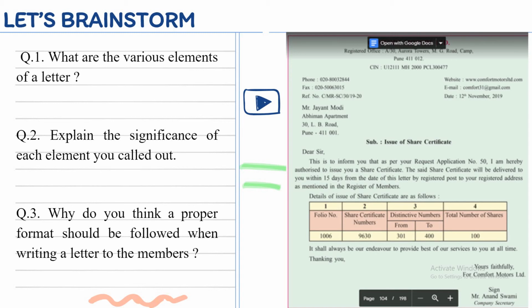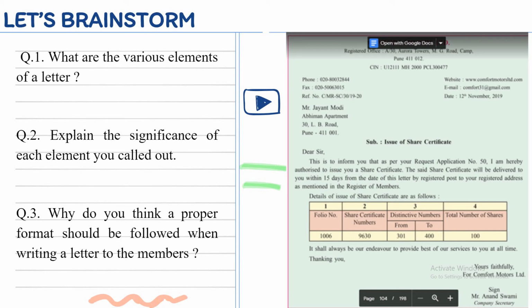Okay. Explain the significance of each element you called out. So my dear students, one by one, can you tell me what is the significance, that is importance of every element which you just told me? What is the importance of the date? What is the importance of the subject? What is the importance of writing salutation?